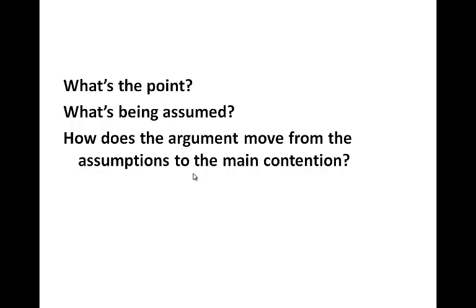Once we've identified the main contention or the conclusion of the argument, we're going to try and figure out what are the assumptions underlying this argument. So some of the premises, of course, will be explicitly stated. Others we're going to have to do a little bit of work to discover. And then finally, we're going to try and evaluate the way the argument moves from the assumptions or the premises to the main contention. And ultimately, we're going to be able to evaluate those moves.